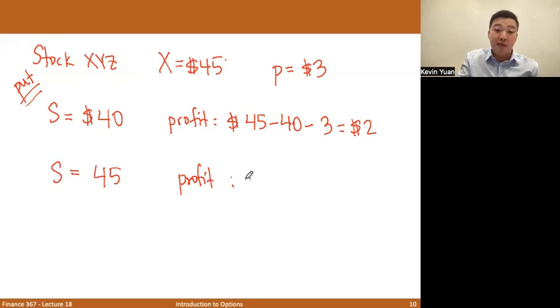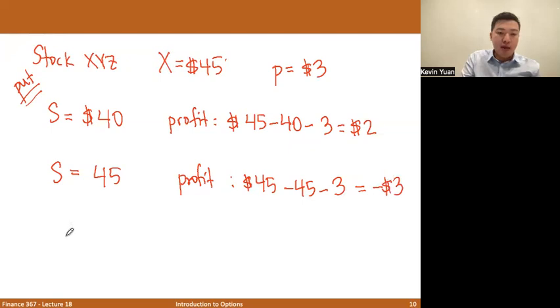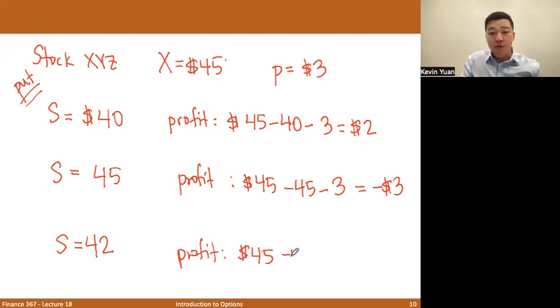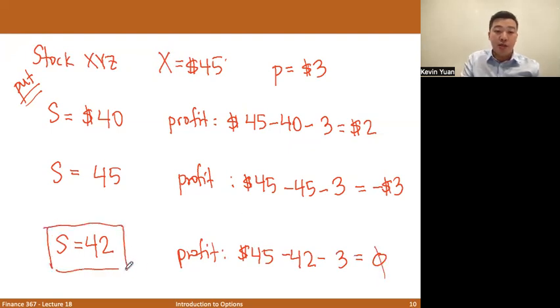You're going to sell it for 45, so 45 minus 45 minus 3 is equal to negative $3. And the question is, what is the break-even price? Let's say the stock price is 42. Well, what's your profit going to be? You're going to sell it for 45, it's only worth 42, and you paid $3 for it. So your profit's going to be 0. And again, this stock price of $42 is going to be your break-even price for your put option.